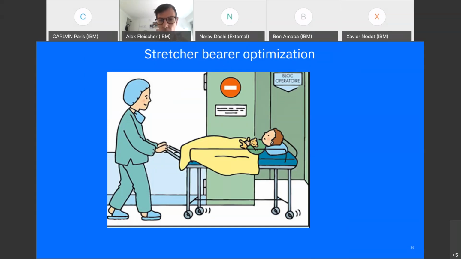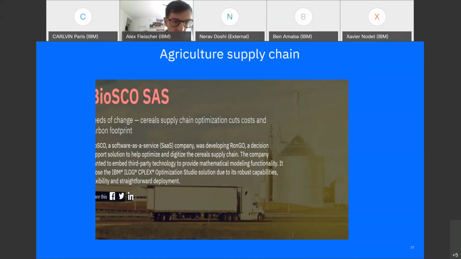So 1 hour, the surgery room, they can close 1 hour before on average, and the stretcher bearers, they used to walk 18 kilometers a day every day, and now they walk only 12 kilometers a day. Very good ROIs because they're saving lives. A small company in France, Biosco, they do supply chain for agriculture, and in order to have a good time to market and to be able to deliver what the ideas they got, they use CPLEX and OPL in the cloud.